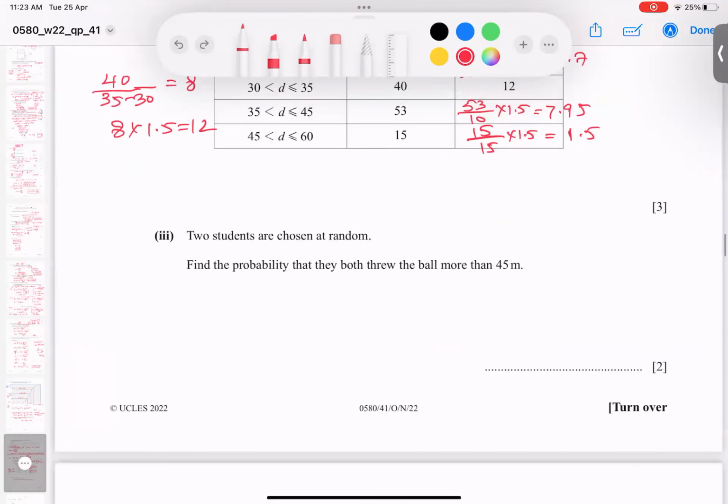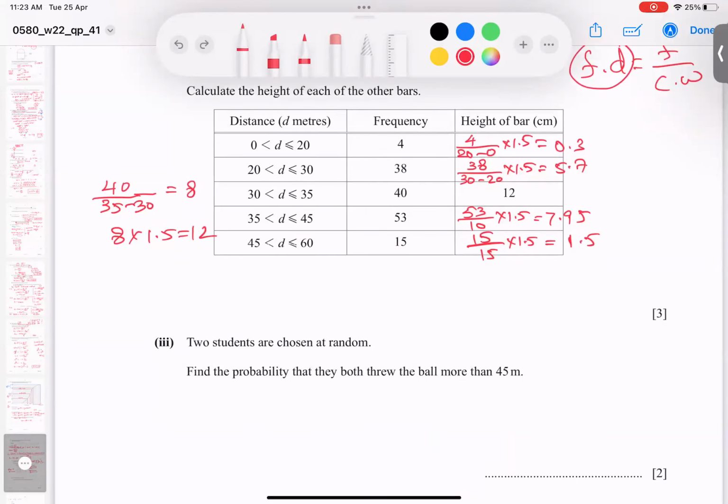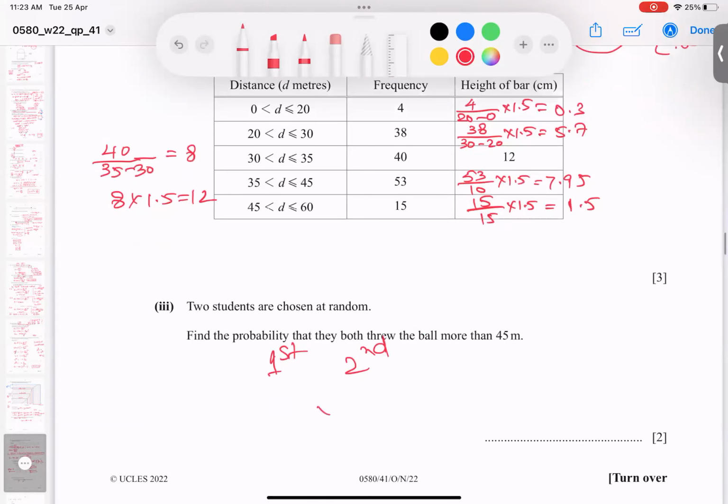Two students are chosen at random. Both students threw the ball more than 45. More than 45 means 45 and more. So 15 students are there. How do we write it, students? First student, and then I take the second student and multiply with the rule of the product, the rule of probability. Whenever there are two things, we always multiply in the process.